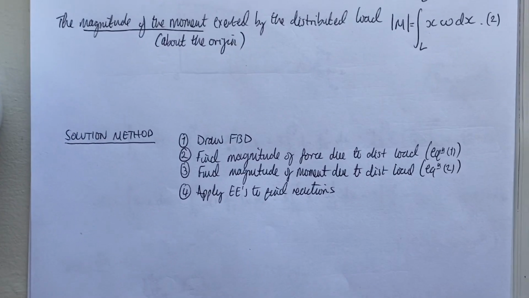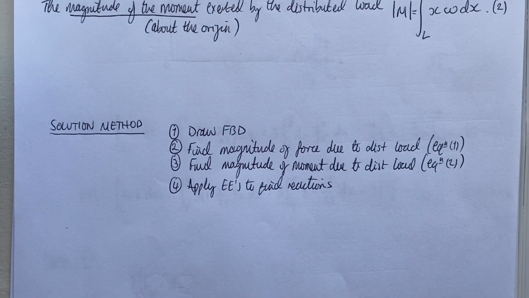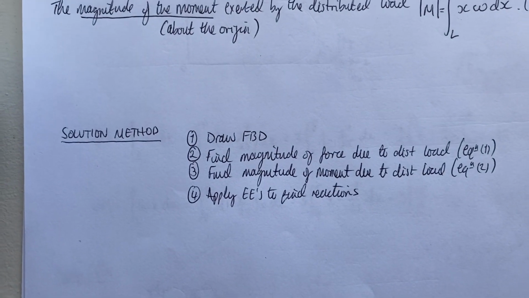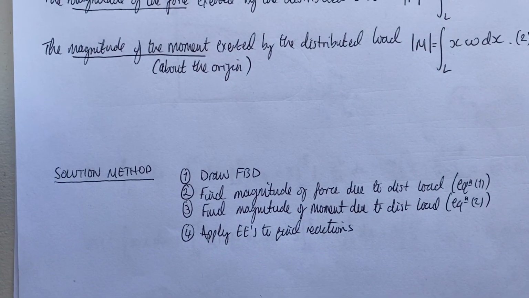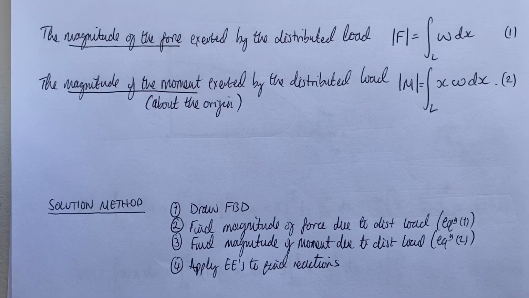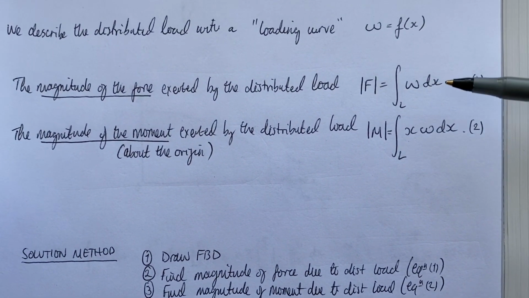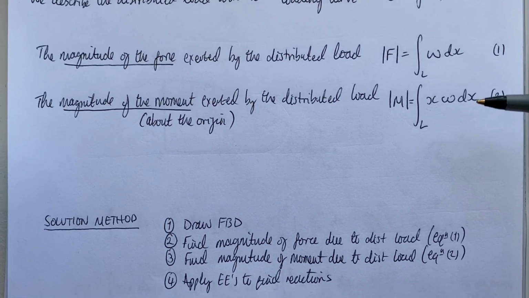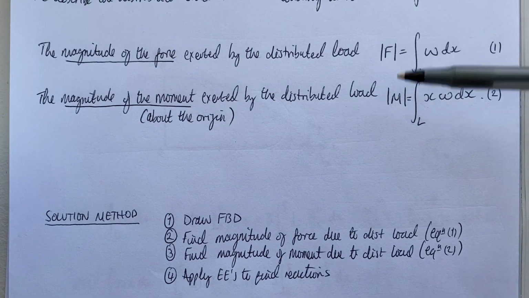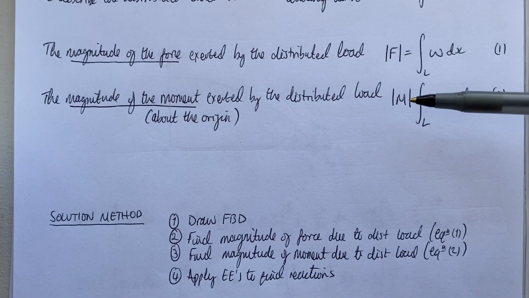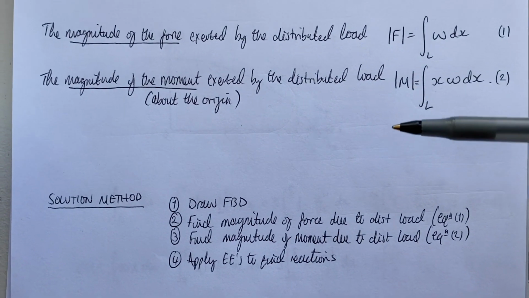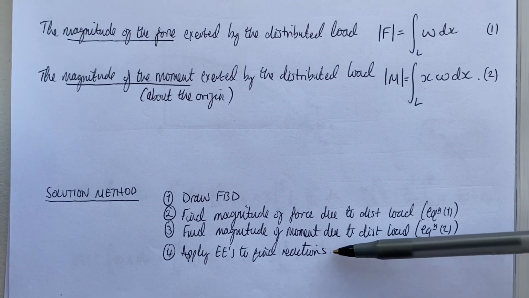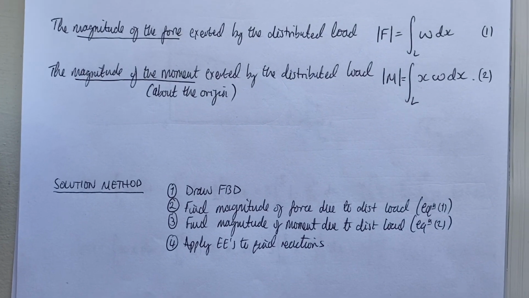So the first step, as always, is to draw the free body diagram. Then the next steps are to find the magnitude of the forces and moments using these two equations which we described above. And then once we know this information, the magnitude of the force, magnitude of the moment due to the distributed loads, then we can go ahead and apply the equilibrium equations to find any unknown reactions or external forces that we desire.